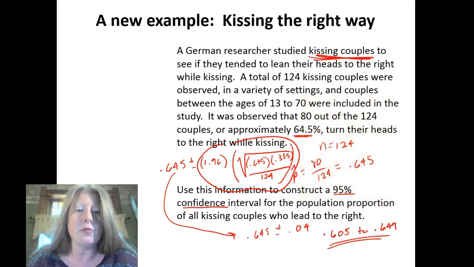So remember, we're creating an interval, we're writing a statement where we try to draw a conclusion about what's going on in the population. We have a certain level of confidence that this interval is going to include the true population parameter, in this case a population proportion.